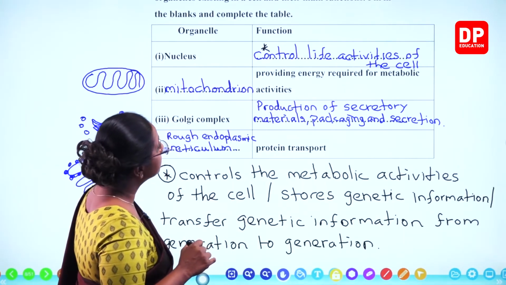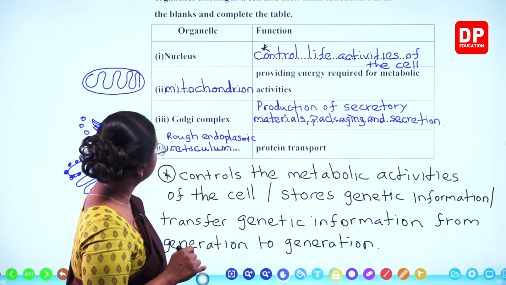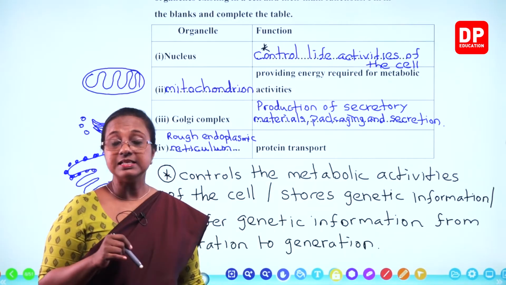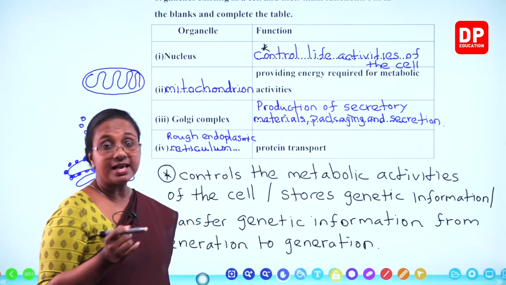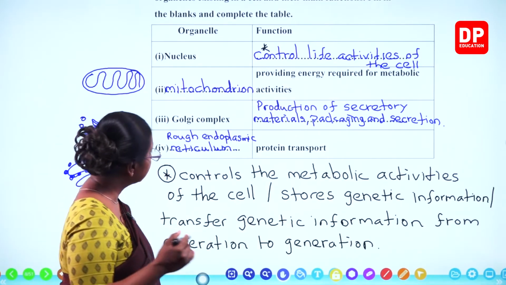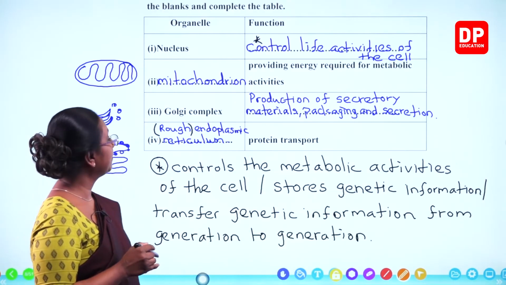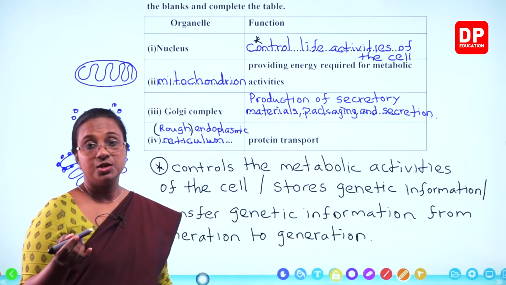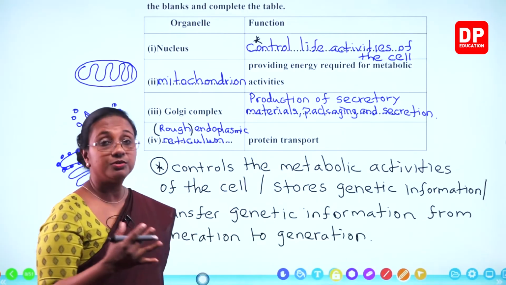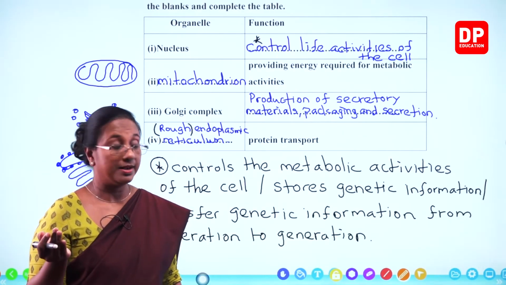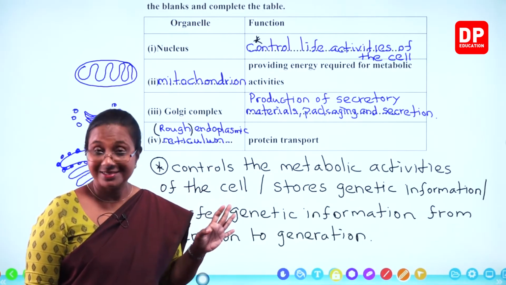Then, providing energy required for metabolic activities, of course, mitochondrion, and the Golgi complex, production of secretory materials, packaging and secretion, you can write those. And also protein transport, the exact one is rough endoplasmic reticulum, but you can leave out this part. Even if you write endoplasmic reticulum, they will give marks. That is according to the marking scheme. I am giving answers according to the marking scheme as well. So, you can write it as endoplasmic reticulum. That is also accepted. Is that clear, students?